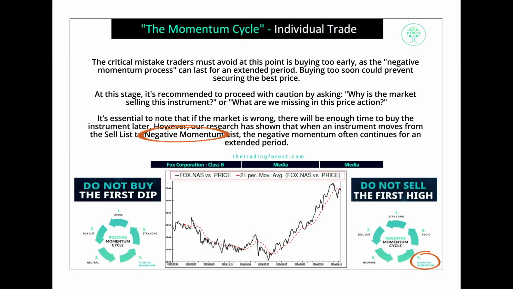The critical mistake traders must avoid at this point is buying too early, as the negative momentum process can last for an extended period. Buying too soon could prevent securing the best price. At this stage, it's recommended to proceed with caution by asking, why is the market selling this instrument? Or, what are we missing in this price action? It's essential to note that if the market is wrong, there will be enough time to buy the instrument later. However, our research has shown that when an instrument moves from the sell list to negative momentum list, the negative momentum often continues for an extended period.